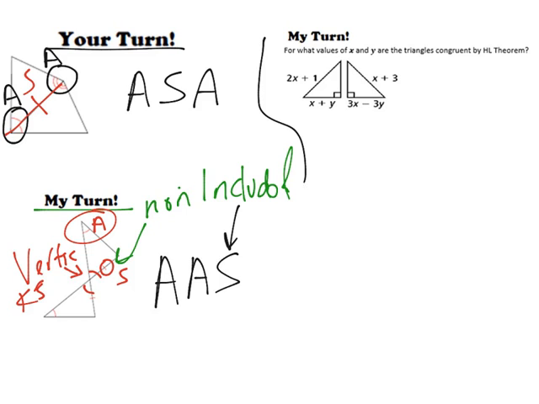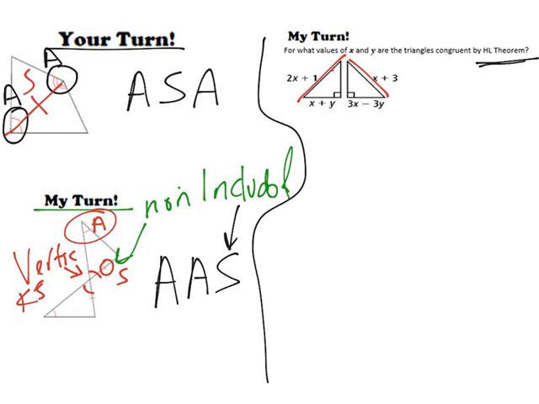All right, let's go ahead and take this last portion over here, or my turn. For what values of x and y are the triangles congruent by the HL theorem? We're actually told to use the HL theorem, so that helps. So we know we have a right triangle. We're going to match up the hypotenuse and a leg. So first and foremost, I know that these two here are my hypotenuse.